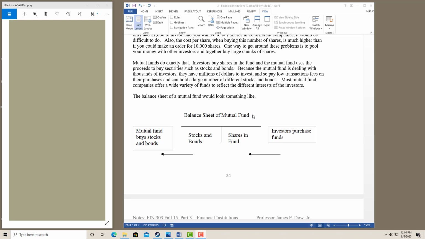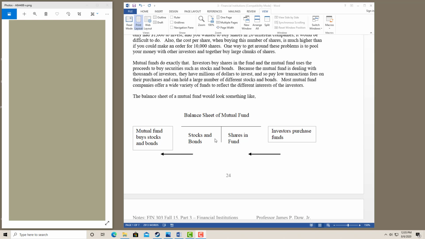But another way you could do this is if you give your money to a mutual fund, they could take it and again buy stocks and bonds, but they would hold that in a portfolio. So you don't own any particular stock or bond. What you have are shares in that portfolio. So that's why on the balance sheet of the mutual fund, the liabilities are the shares in the fund that represent an asset for the investors and a liability for the mutual fund.